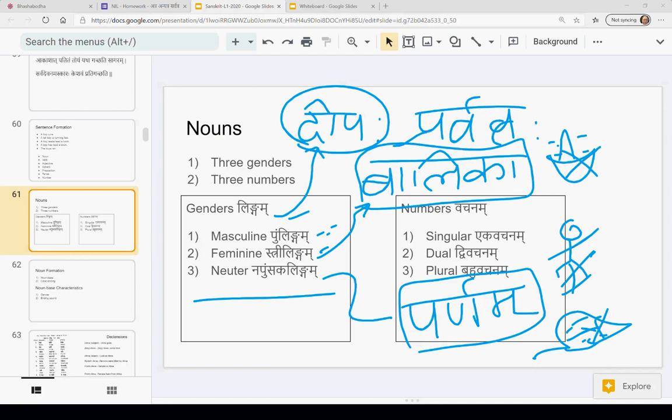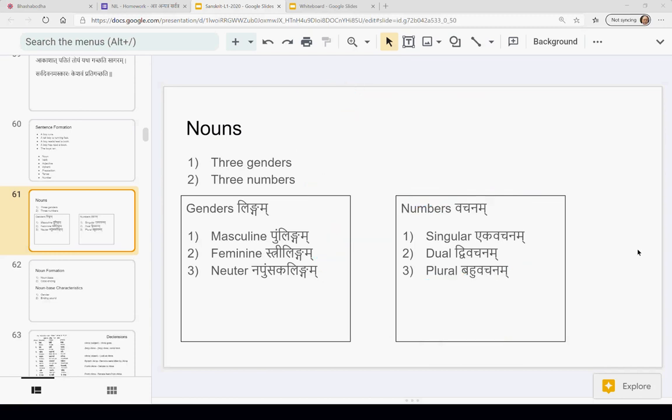So lingam literally in Sanskritam means identification. It identifies that word, identity.